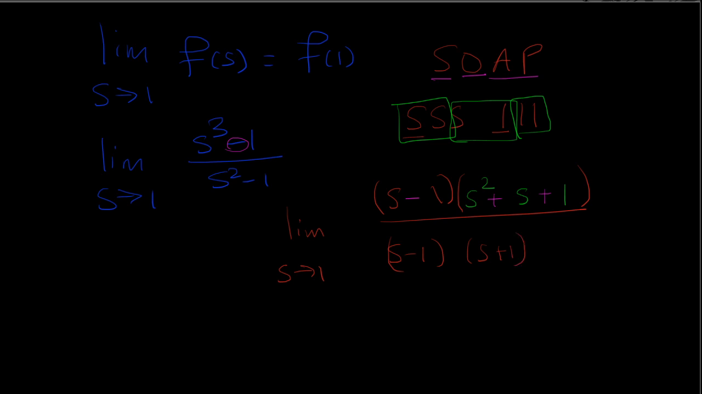The s minus 1 factors are going to cancel. And now I'm just going to plug in s equals 1. So in the top, I'm going to get 3, and in the bottom, I'm going to get 2. So we want this to equal f of 1.